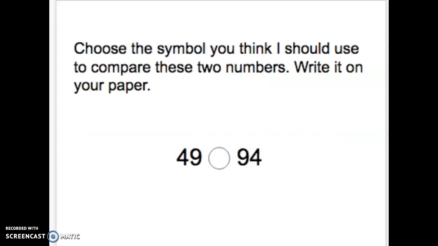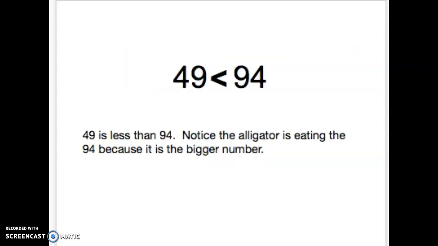Choose a symbol you think I should use to compare these two numbers. Write it on your paper. 49 is less than 94. Notice that the alligator is eating the 94 because it is the bigger number.